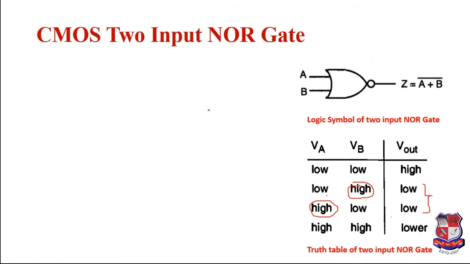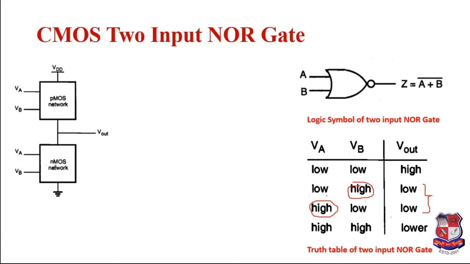Now we want to design a CMOS logic circuit based upon this NOR gate. So with reference to our basic CMOS structure, we have NMOS transistors at the pull-down and PMOS transistors at the pull-up. Now let's first identify whether our NMOS and PMOS transistors will be in series or in parallel.